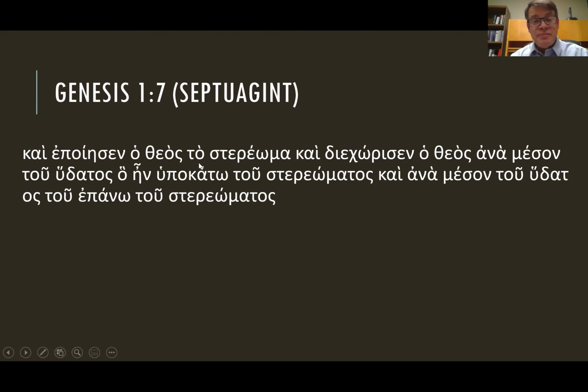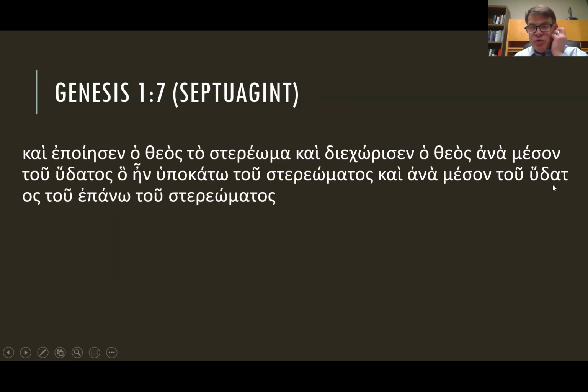Here's my translation. And God made the solidity, the dome, the firmament, the firm thing. Okay. And God divided ana meson. I don't know who Anameson is, but I'm going to go with between. I mean, it's literally up middle, but that just isn't what it's saying. So I'm going to go with between. Okay. God divided between the water that was under the firmament and between the water above the firmament.